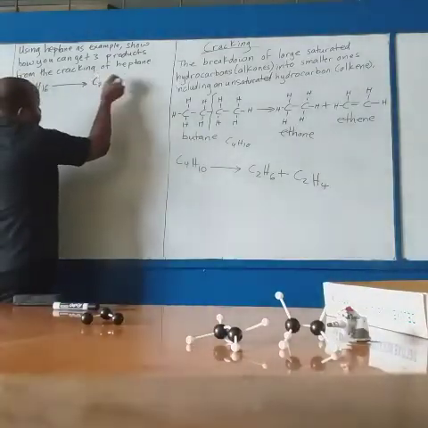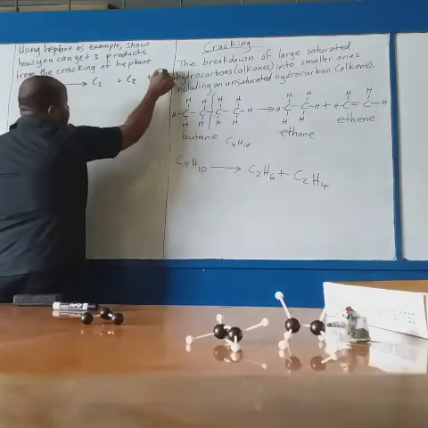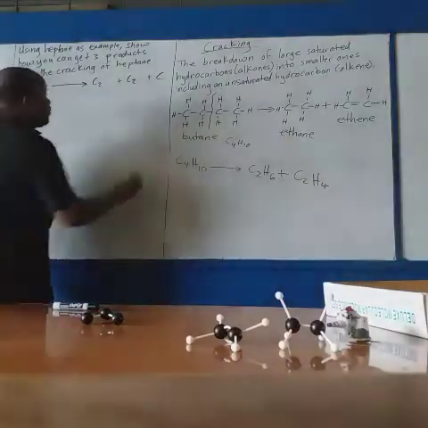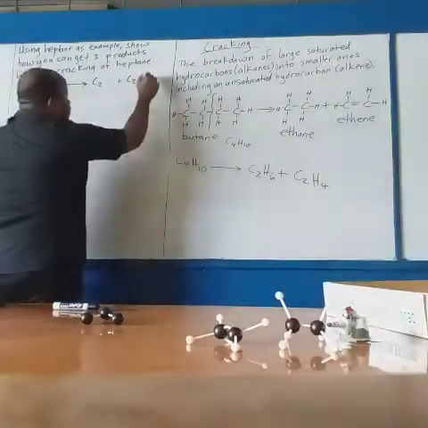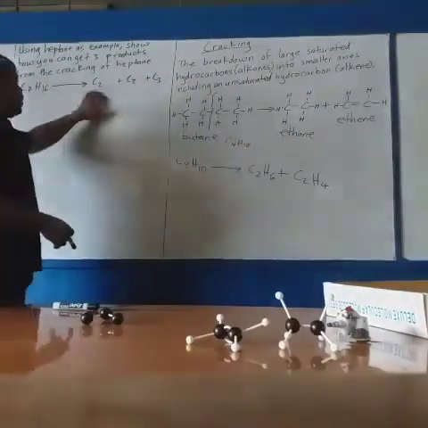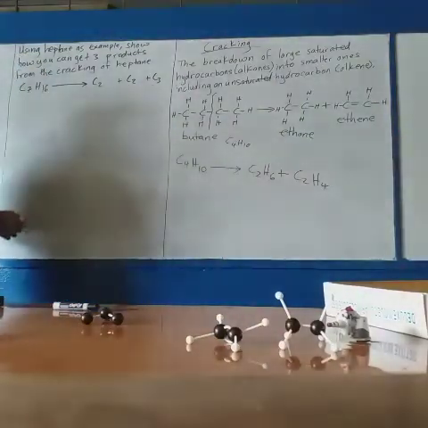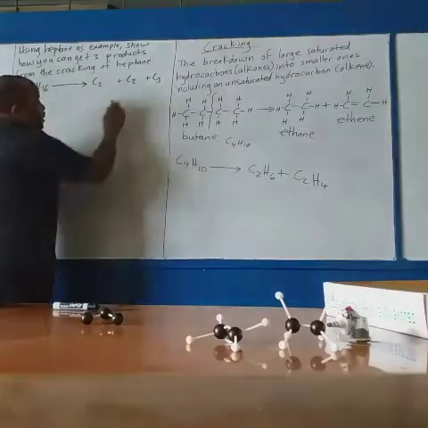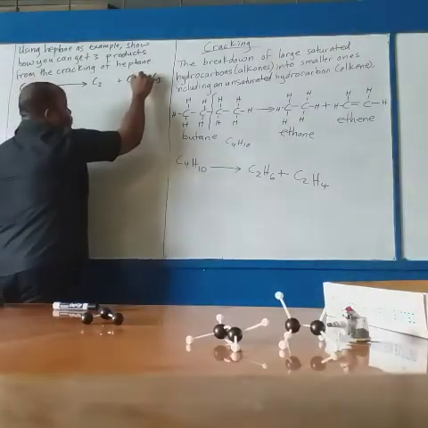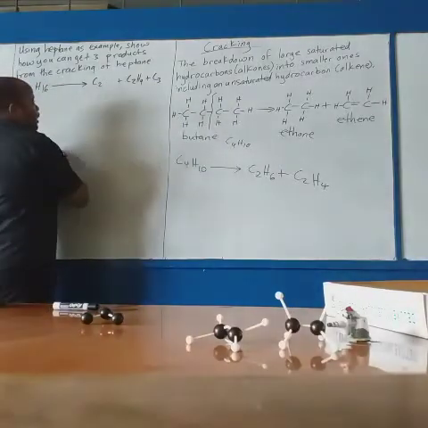So let's say C2, and C3. So let's say we break it. So we have 3 fragments, 2 carbons, and 4 carbons. Remember, one of them must be an alkene. So let's say this one is the alkene, right? An alkene, if it has 2 carbons, must have 4 hydrogens, right? So let's just make this one the alkene.